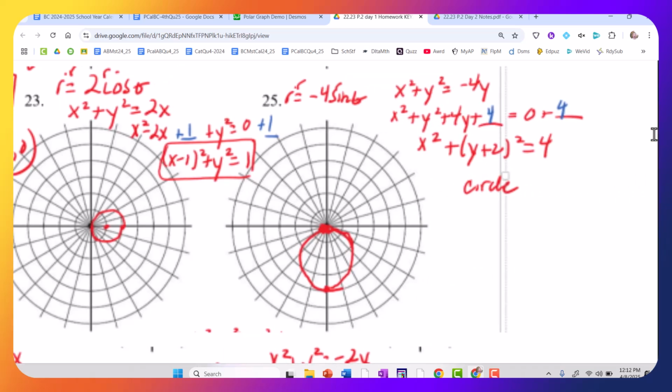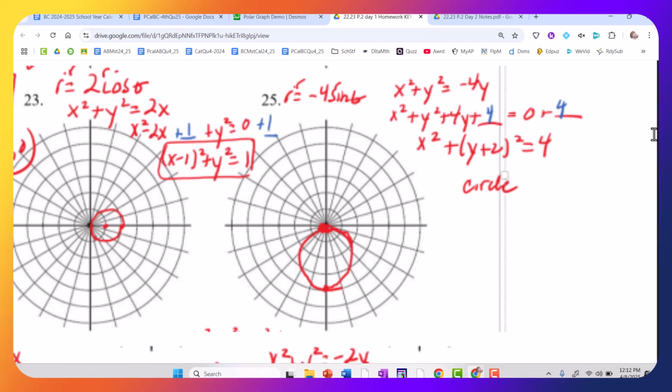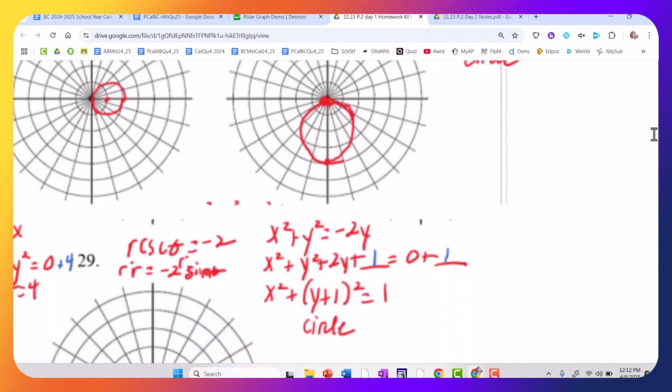Unfortunately, I don't have a positive sine either. I wish I could make that conjecture here with you. But this is 4 from the pole, and it's down instead of up. So if that was positive 4 sine theta, it would just be a circle up here, instead of down there. Got it? So sines go up or down, cosines go right or left, depending if it's positive or negative.